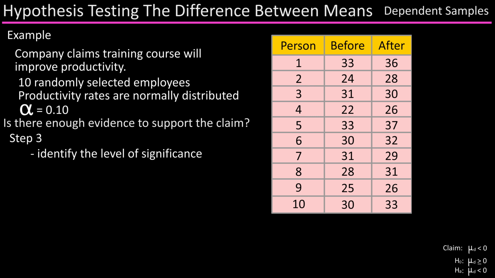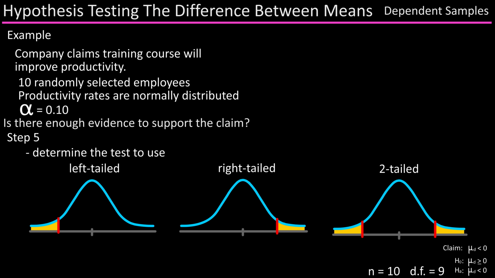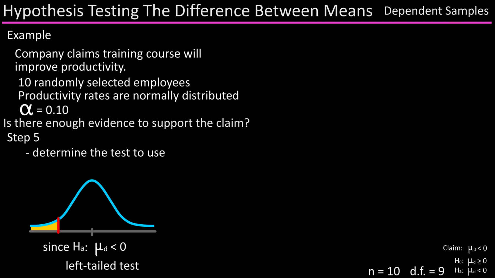Step 3 is to identify the level of significance, which was given: alpha equals 0.10. Step 4 is to identify the degrees of freedom, which is n minus 1, and that results in 9 degrees of freedom. Step 5 is to determine the test to use: left-tailed, right-tailed, or two-tailed. And because the alternative hypothesis contains the less than inequality, this will be a left-tailed test.